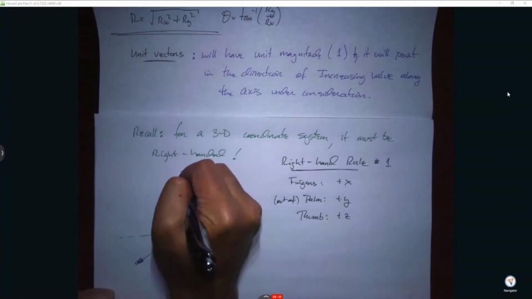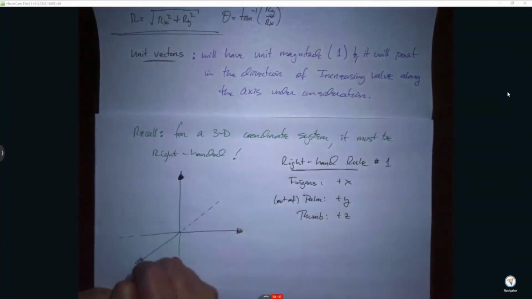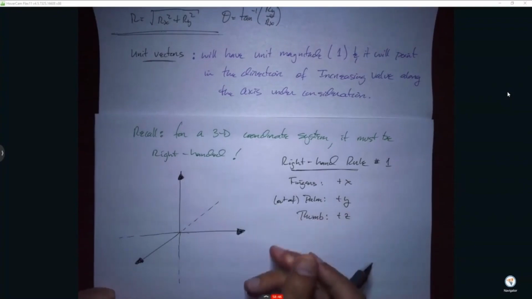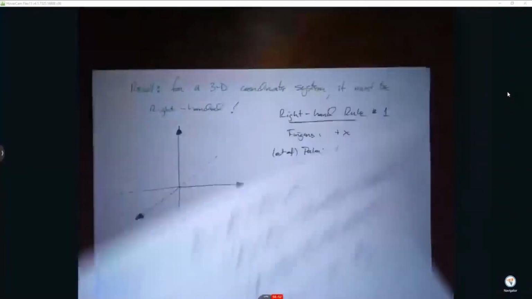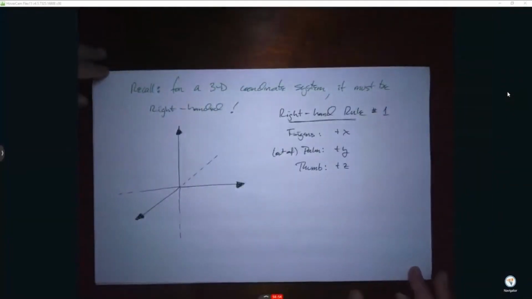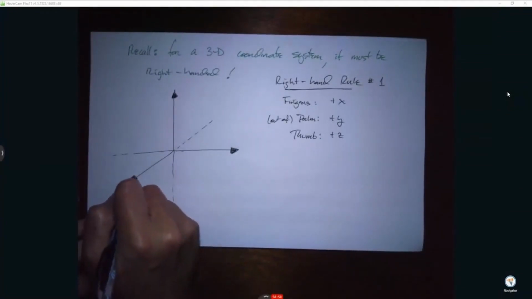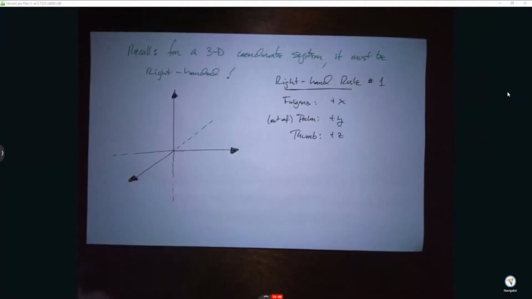Okay, did we already talk about handedness in coordinate systems? I can't seem to remember if I already did that here or not. Okay. So I think I just mentioned it had to be right-handed. I'll bet that's what I said.